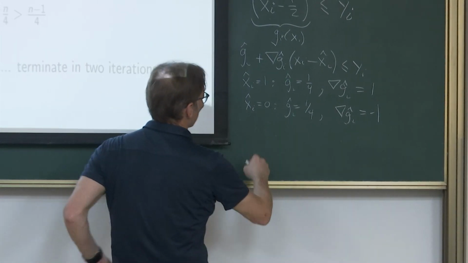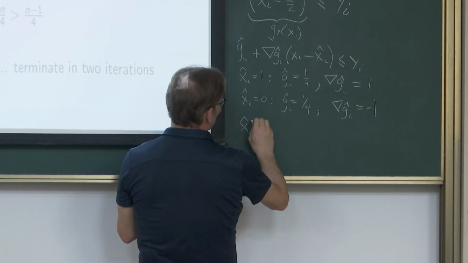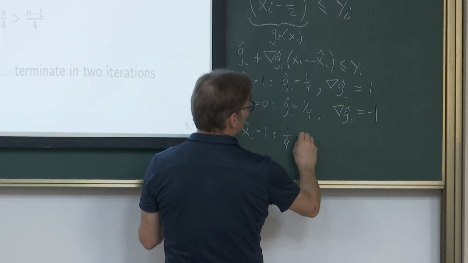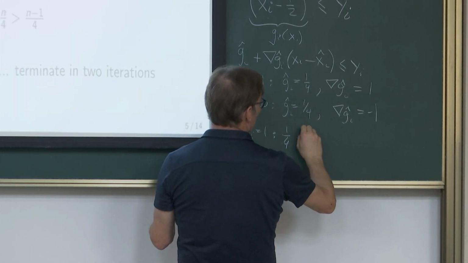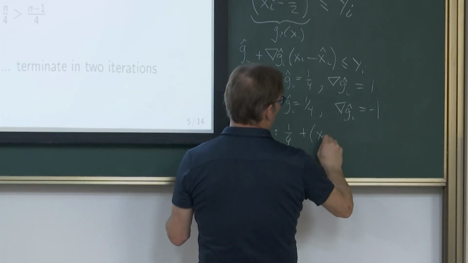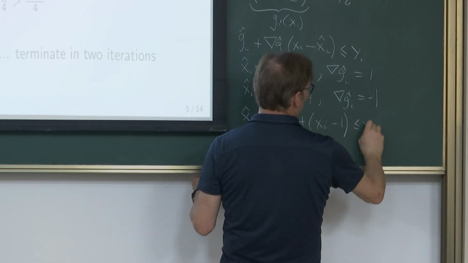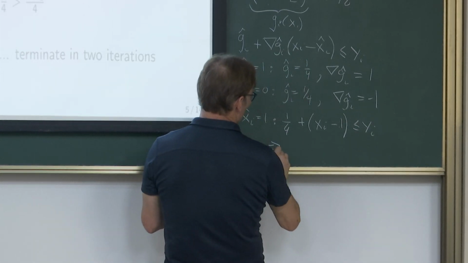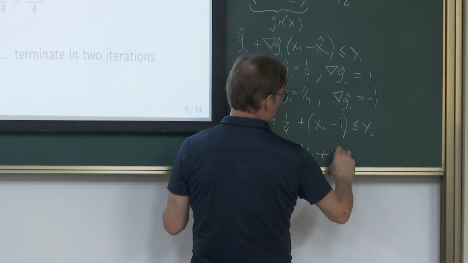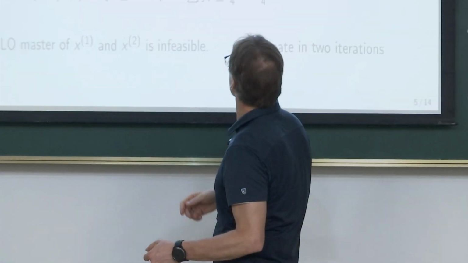And so now if I put all this together, then in the case where x_i hat is equal to 1, I get the constraint that I have a quarter plus x_i minus 1 is less than or equal to y_i, and that's equivalent to exactly what I have there, minus 3/4 plus x_i less than or equal to y_i. And I hope that's one of the constraints that we have here. Okay.